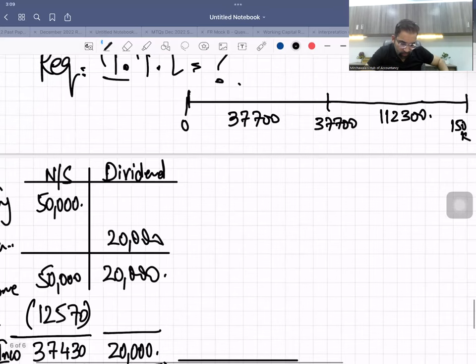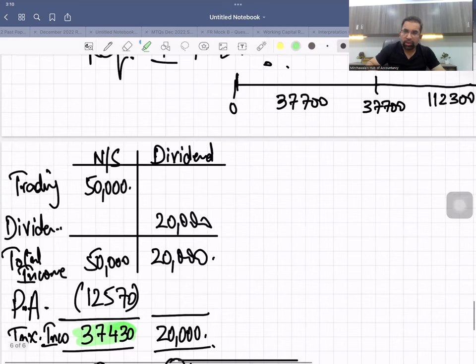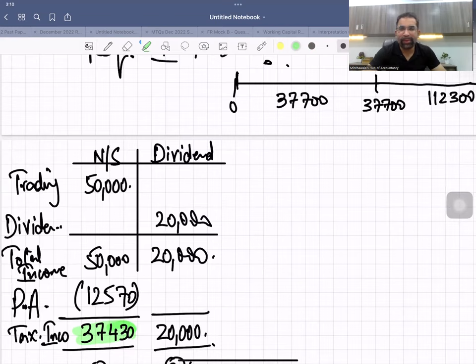Now, first of all, you will pick non-saving income. We start calculating tax from non-saving. How much is the non-saving income? It's 37,430. So you will pick this income and knock the first band. This non-saving income is lower and the capacity of the first band is higher, so automatically this will come in the first band.